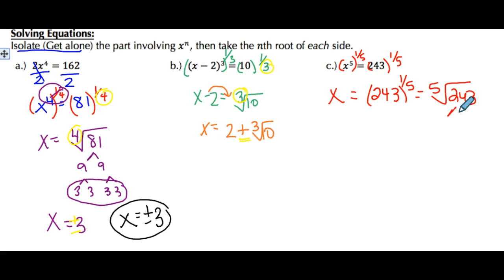So what I need to do is break down 243, which I know is going to be 3 times 81, because 3 times 8 is 24, 3 times 1 is 3.